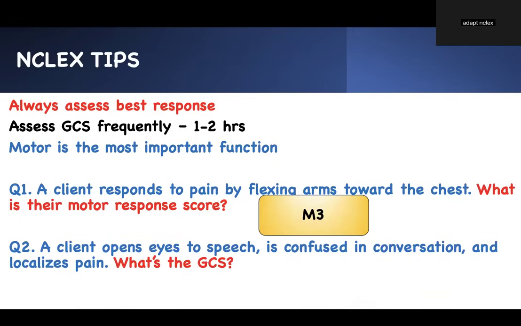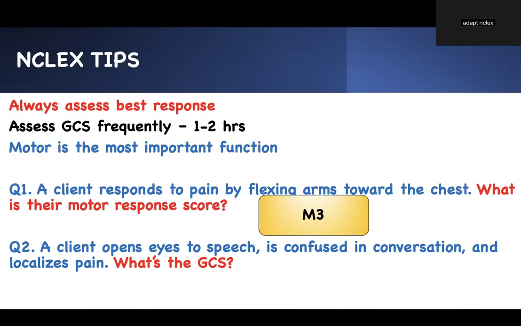Number 2, a client opening their eyes to speech, right? You're going to use the eyes example. Confused in conversation, that's verbal. Then localize, using OLD BEN. If you write OLD BEN, you know localizing is higher, they can get a higher score, but less than 6. And if they open the eyes to speech, not spontaneously, it has to go down 1 point. And then the confused conversation, talking but not following command, is not alert and oriented times 3. You see how everything came together.